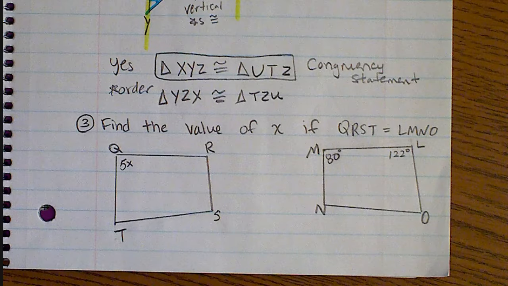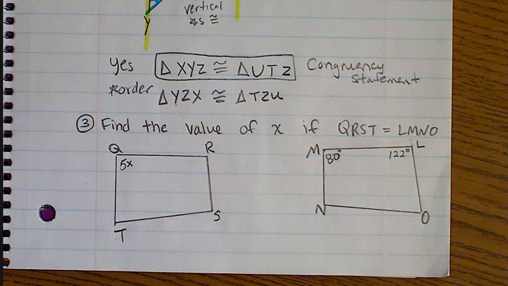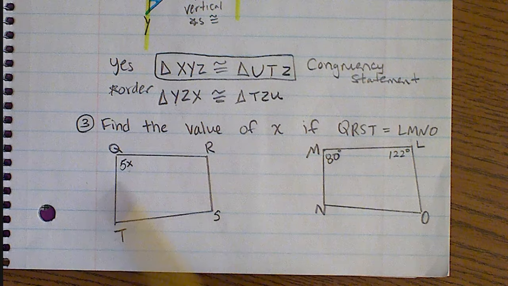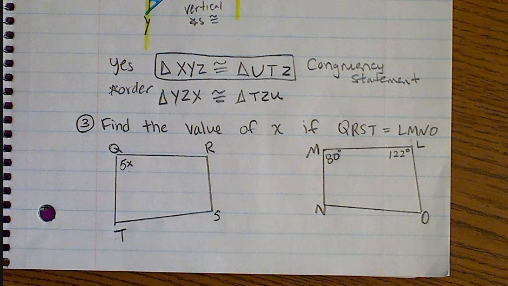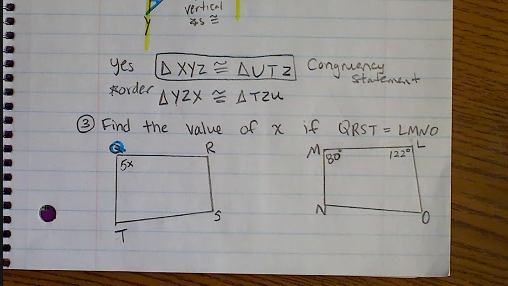Okay, here's the last example before we try some proofs. And don't worry about the proofs, they're not so bad actually. The ones I'm going to give you in this video are pretty straightforward. They all have to do with matching up corresponding parts. So this question is asking me to find the value of X. And so I locate the angle that has X, and that is angle Q. I'm going to use blue just to kind of help me out right now.